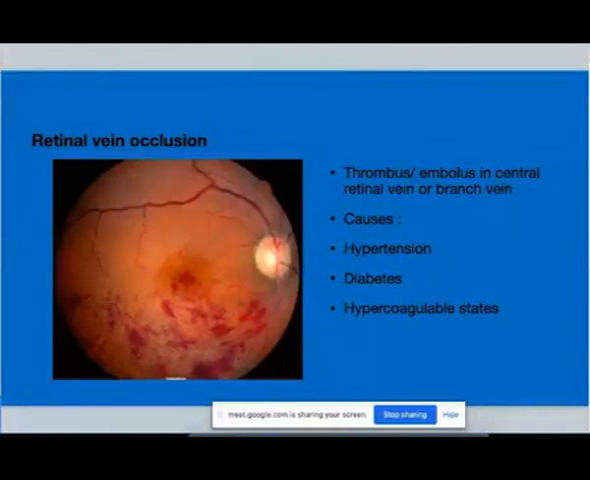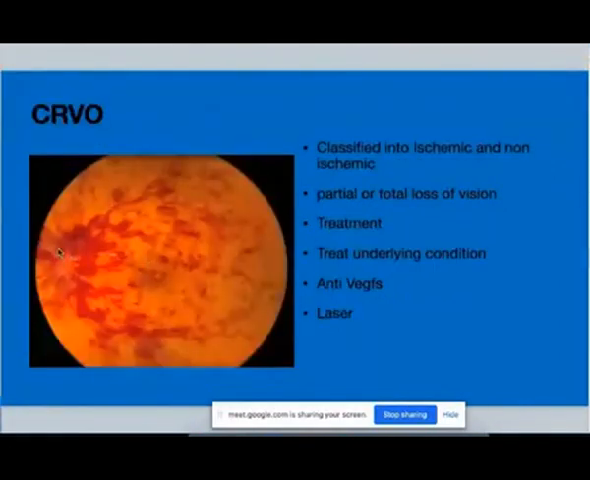And this is another one. This is a total central retinal vein occlusion. You see all the scattered hemorrhages all throughout the retina. So this is a more serious type. And we classify this into ischemic and non-ischemic. With ischemic, you can get permanent visual loss. Non-ischemic, sometimes the vision is restored.